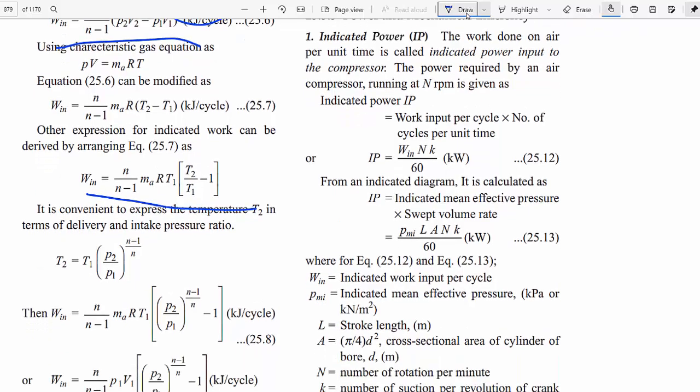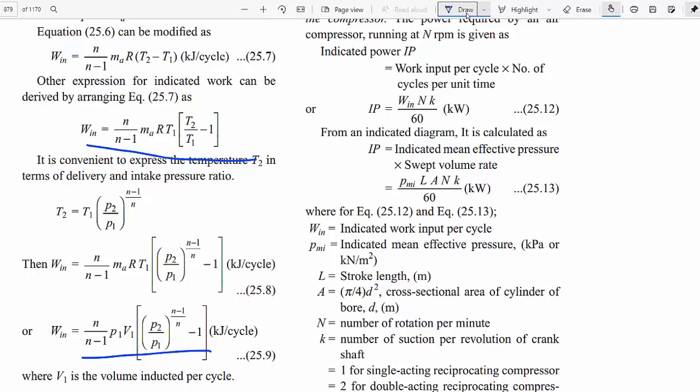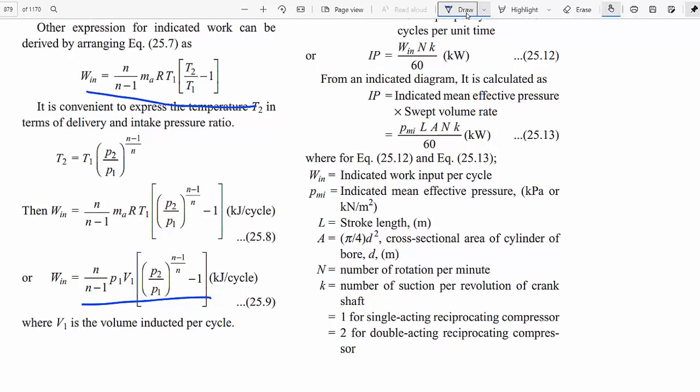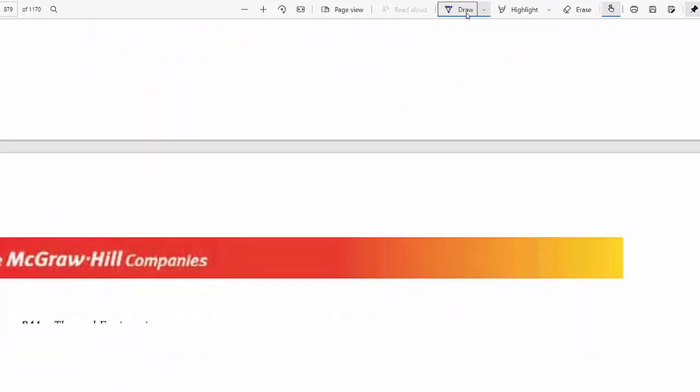Okay, 60. Then indicated power is equal to work input, equal to PLANK divided by 60. This same formula is used in IC engines for calculating the indicated power. Remember, we explained that in the first unit, with all the notations in detail: n is the number of cylinders, N is the speed, and K is 1 for a single acting cylinder and K is 2 for a double acting cylinder. These are the main important parameters of the reciprocating gas compressors.